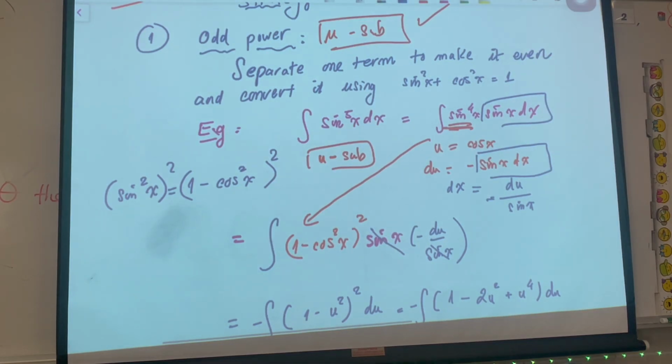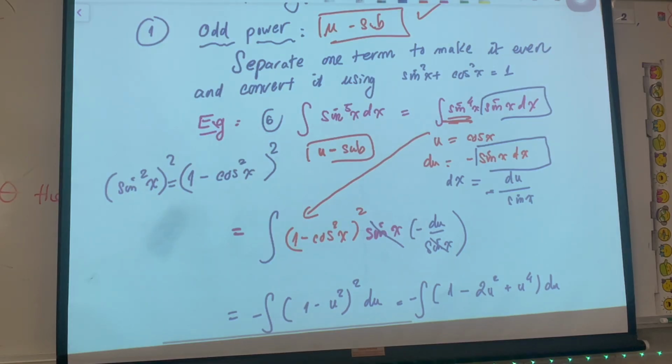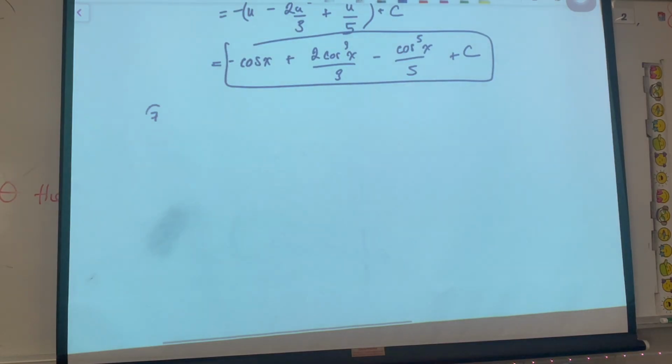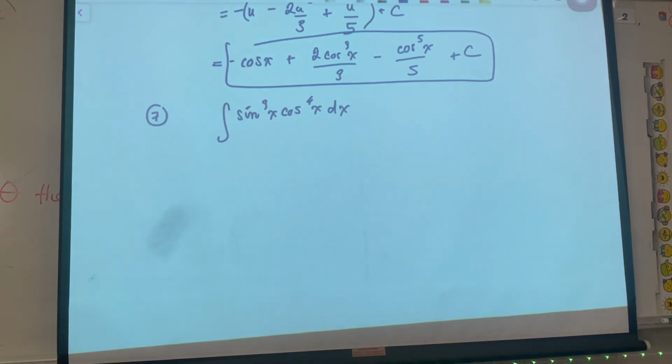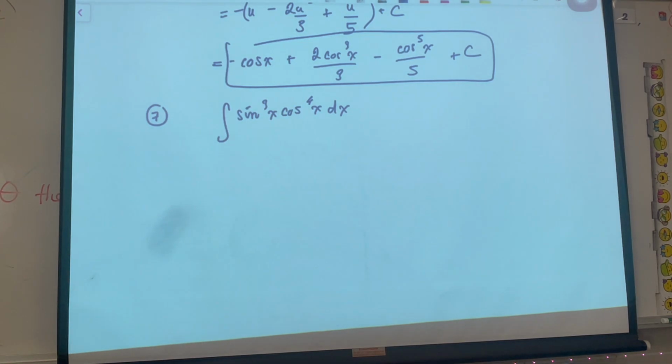This is example number 6, right? Okay, so example number 6. Let's go to example number 7. Can you try it by yourself? You only need to break down the odd power. You don't need to break down the even power. So we break down the cosine and make cosine u to make it negative sign and get rid of the extra sine, or something like that. So u equal to?